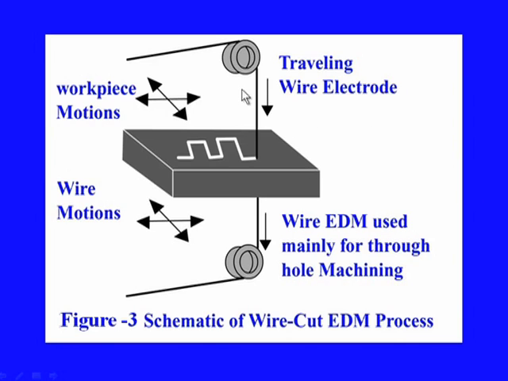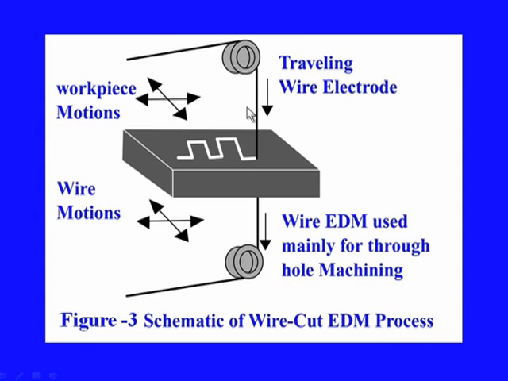This is the wire we were talking about. This is nothing but a wire of material brass or something like that, and this forms actually the tool, which is also connected to one end of the power supply, and this is the workpiece, which will be eventually connected to the other end of the power supply. That means this wire and this workpiece form the pair of electrodes in this case.